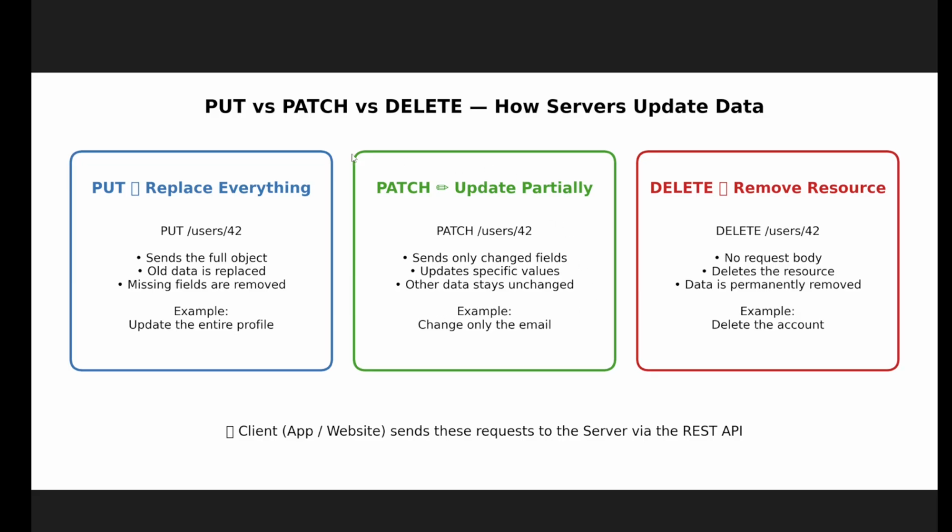The second card, PATCH, or update partially. Instead of sending the full object, you send only the fields that changed. Everything else stays the same. This is useful when you want to change just one value, for example, only the email address. PATCH is more efficient than PUT for small updates.